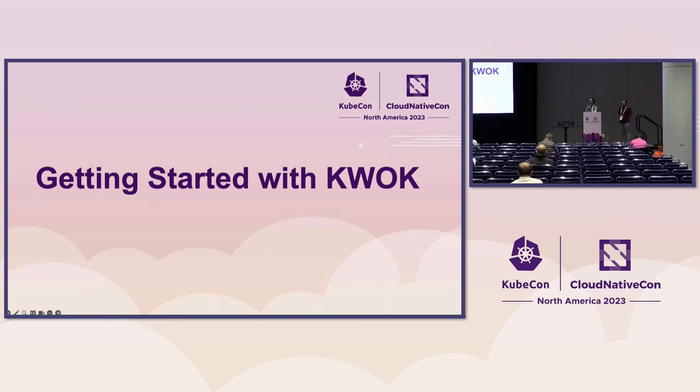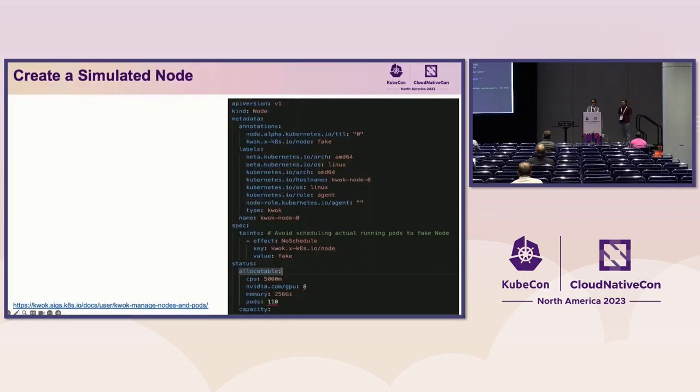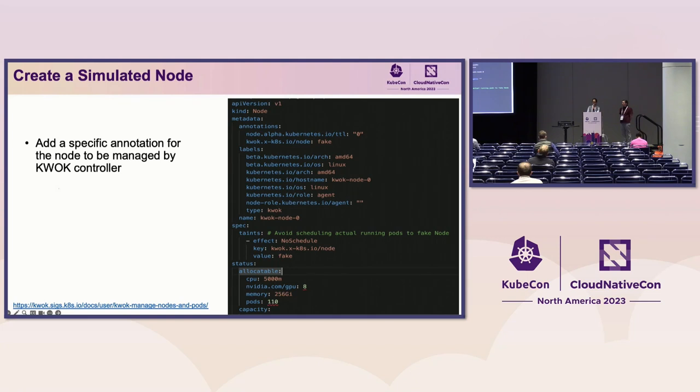So to get started with this toolkit KWOK, it would be helpful to understand some basic building blocks, which will help us then simulate the end-to-end life cycle. And these building blocks are as follows. How would you create a fake node? So this is an archetypical YAML file of a fake node. This looks very much similar to an actual node YAML file, except that now you need to add a specific annotation for the node that will be managed by the KWOK controller.